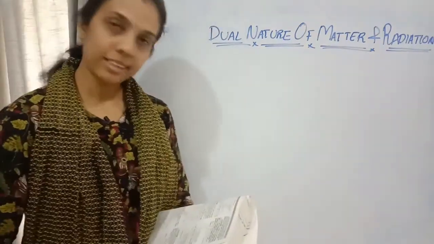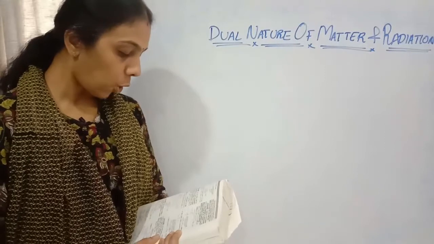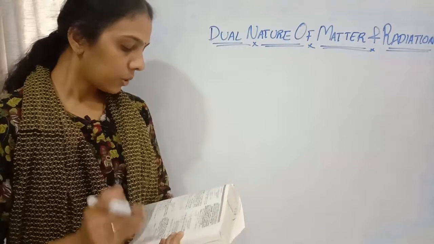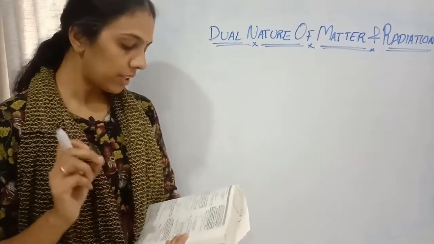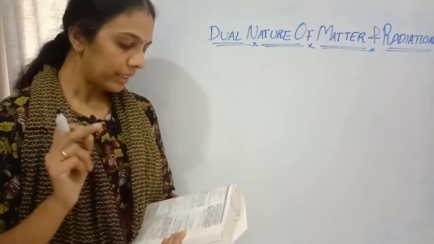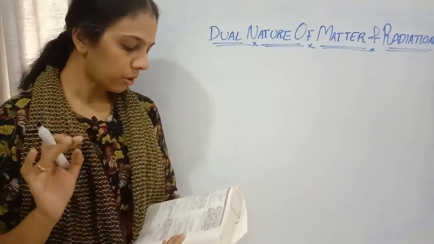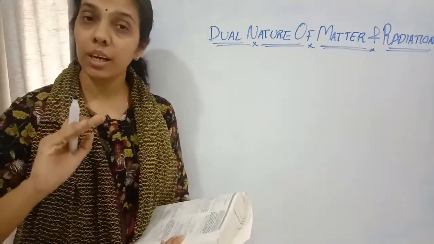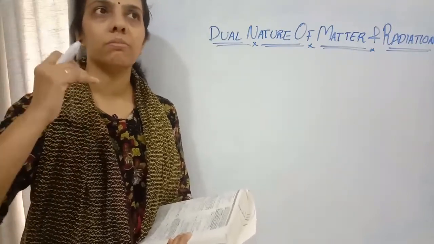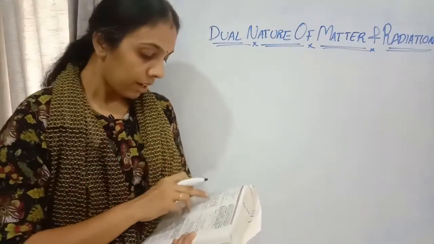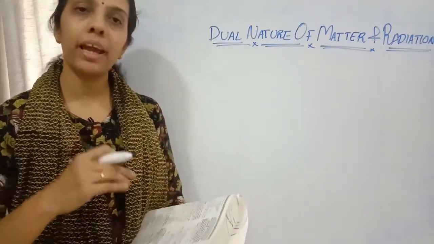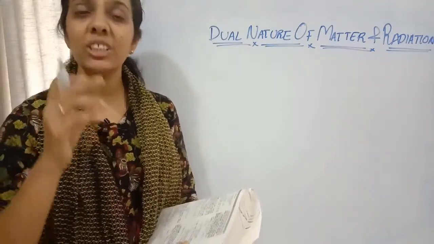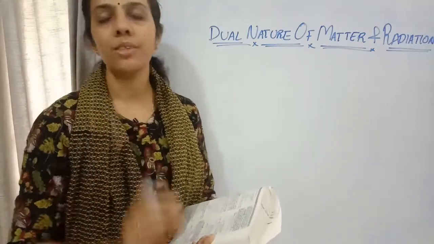Clear? Next question: by how much would the stopping potential for a given photosensitive surface go up if the frequency of incident radiations were to be increased from 4 into 10 to the power 15 Hertz to 8 into 10 to the power 15 Hertz? If we are increasing the frequency from 4 into 10 to the power 15 Hertz to 8 into 10 to the power 15 Hertz, how much increase will happen for the stopping potential?